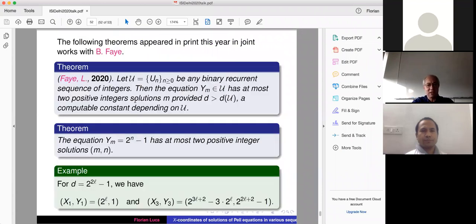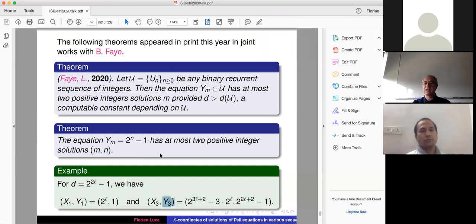And we have some things about y coordinates. For y coordinates, the answer is different because you have parametric families in which you can have Pell equations, you have infinitely many Ds for which in binary recurrent sequences, you can have two values of the y which live in that binary recurrent sequence. Here are some examples. For example, for d equal 2 to the 2L minus 1, then both the first coordinate, which is 1, and the third coordinate, which is 2 to the 2L plus 2 minus 1, live in the sequence 2 to the N minus 1.